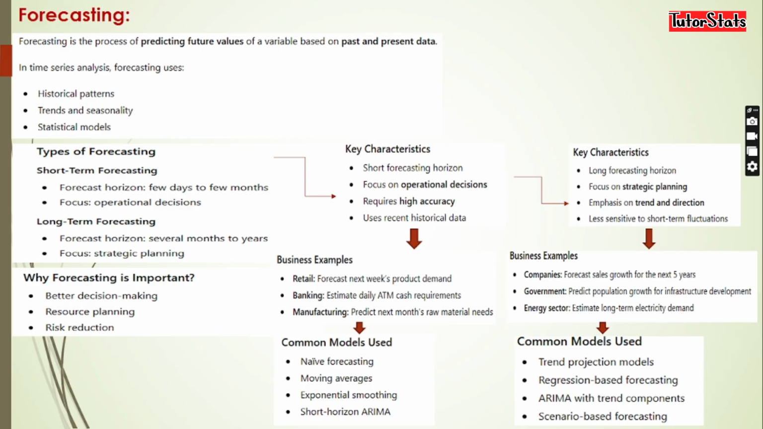For forecasting, different models are used depending on the time horizon. For short-term forecasting: naive forecasting, moving averages, exponential smoothing, and short horizon ARIMA. These models are commonly used for short-term forecasting. In the case of long-term forecasting, we can use models like trend projection models, regression-based forecasting, ARIMA with trend components, and scenario-based forecasting. Don't worry if these names sound complex, we will understand them step by step in later videos.